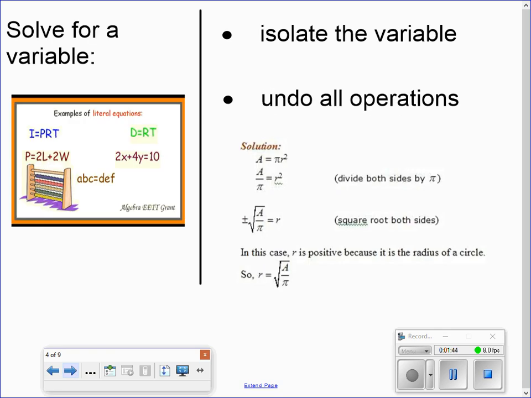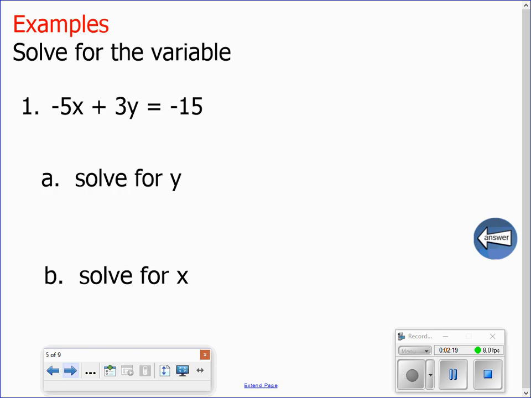When we're solving a literal equation, when we're solving for a variable, remember our steps for solving equations: our goal is to isolate the variable, and so we're undoing all of these operations. Remember that we're doing the reverse of PEMDAS, so we take care of addition and subtraction first, then we move on to multiplication and division, then we undo exponents, and we do parentheses last. So let's look at an example.